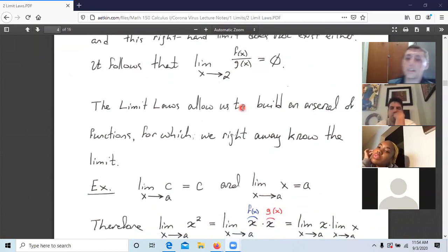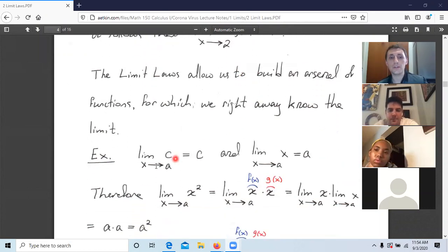So here is how limit laws are supposed to build up our ability to very quickly calculate limits for certain functions. So first of all, some basic limits. The limit as x goes to a of the constant function c is what? It's c. Do you understand what that means?